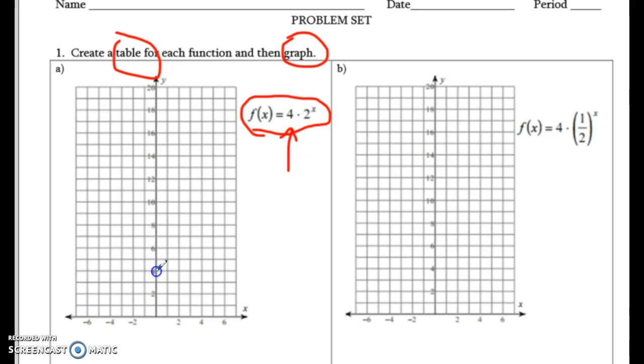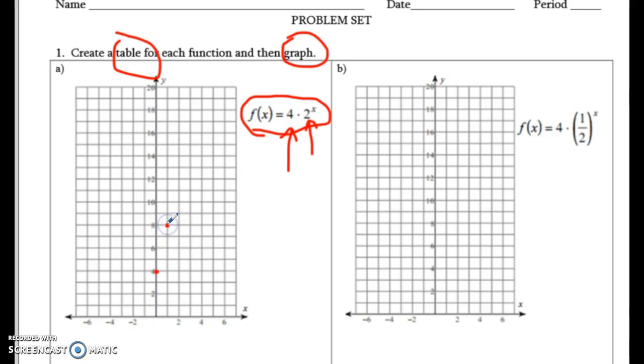So if I wanted to make a graph, I'd be able to make it pretty easily starting at y equals 4. But then how do I get my next number? This pattern tells me that I got to multiply by 2 in order to get my next number. So 4 times 2 is 8. So I'm going to go 1, 8.